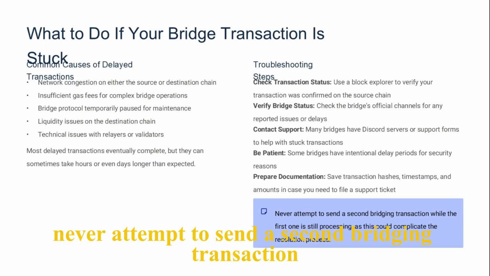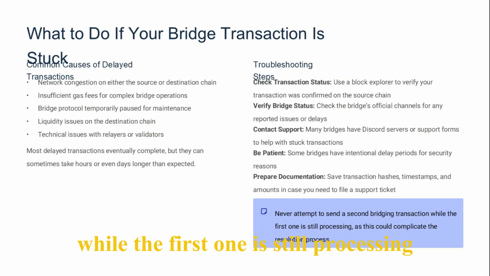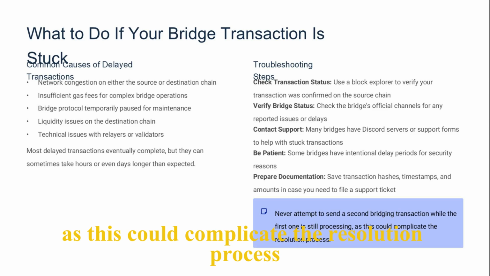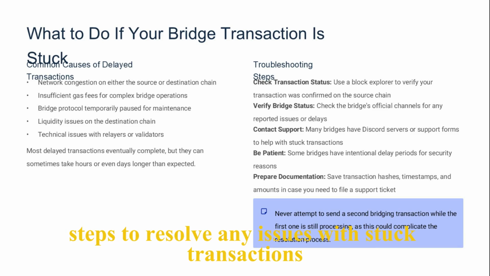Never attempt to send a second bridging transaction while the first one is still processing, as this could complicate the resolution process. Follow these troubleshooting steps to resolve any issues with stuck transactions.